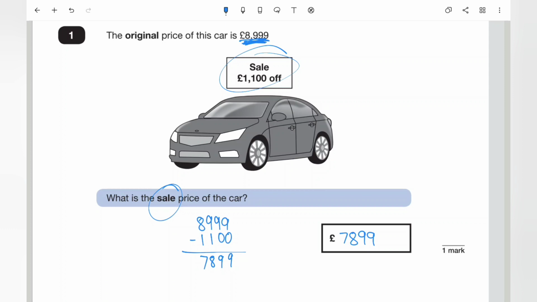So remember, you need to look at the question, look at the keywords, and often the keywords are in bold. As you can see, sale is in bold. So we need to work out the sale price. So we subtract from the original, giving us the final answer of £7,899. This is something that you need to practice, and remember, underline the keywords within the question.